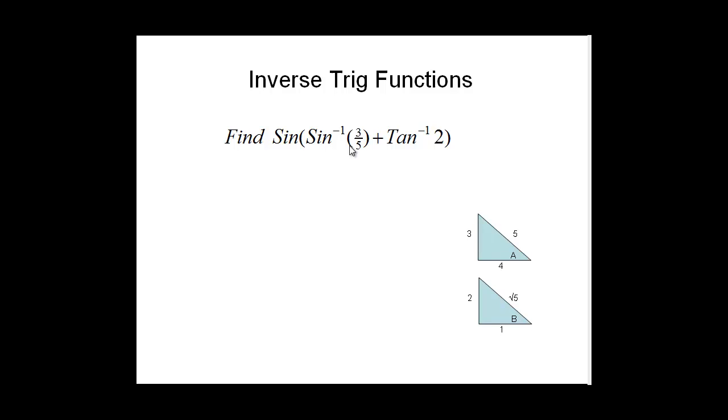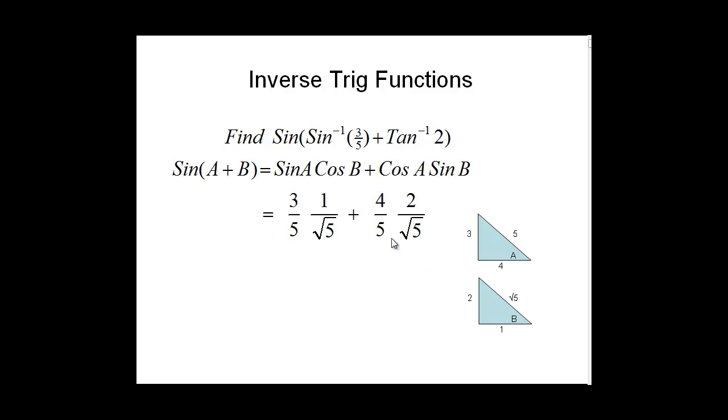So I have sine of A plus B, and there's a formula for that: sine, cosine, cosine, sine. Then I plug it in. Sine of A from the triangle, 3/5. Cosine of B, 1 over the square root of 5. Cosine of A, 4/5. Sine of B, 2 over the square root of 5. This is 3 plus 8, which is 11, over 5 square root of 5. Or you can multiply by the square root of 5 and get 11 square root of 5 over 5 times 5, which is 25.